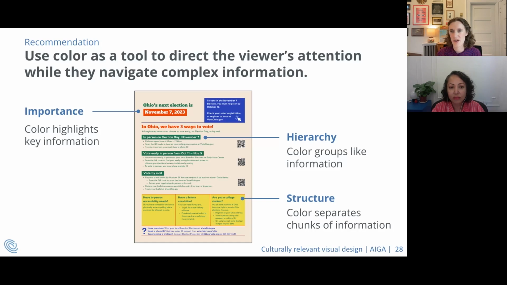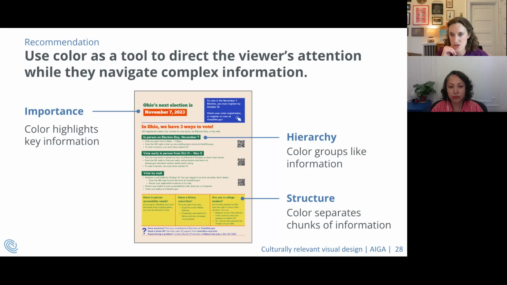And that really is that we can be using color as a tool to direct people's attention as they're navigating complex information. And when we say that, it's not just that it might be a single color, but actually we can use bright colors. We can use multiple colors, and having something be visually engaging is getting people to pick something up, but it's actually serving a purpose as well. So color is helping people both skim and understand complex information.